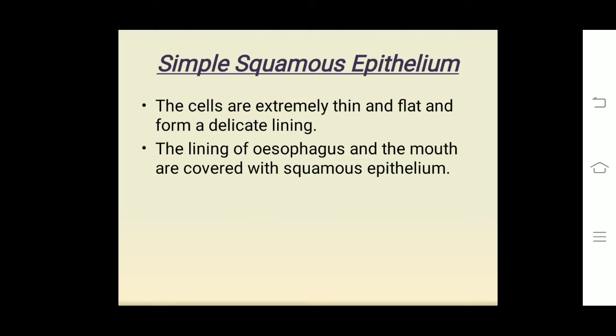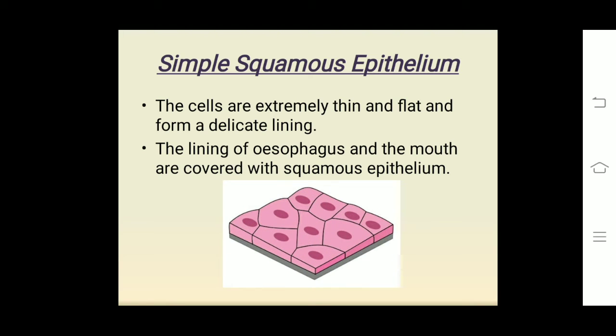Simple squamous epithelium. As the name goes, the cells are extremely thin and flat and form a delicate lining. The lining of the esophagus and the mouth are covered with this type of squamous epithelium. This is the diagrammatic representation. As you can see, the cells are flat and thin.